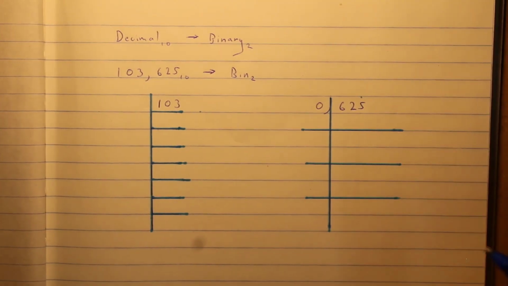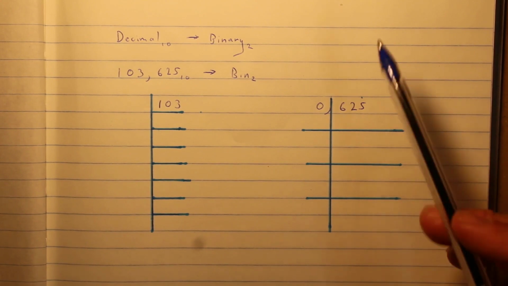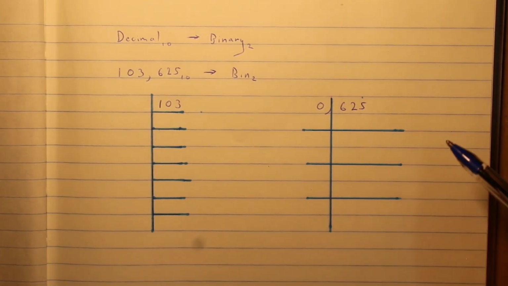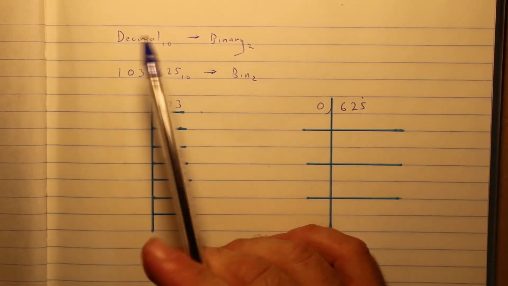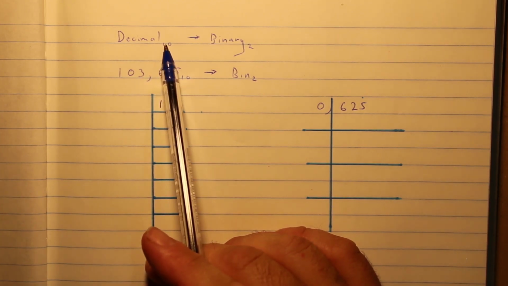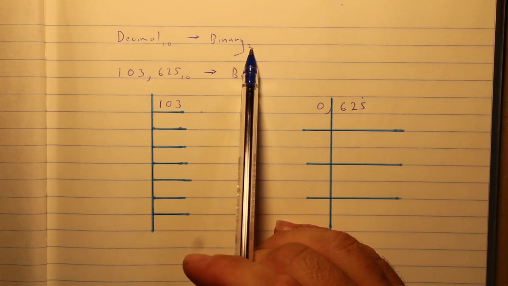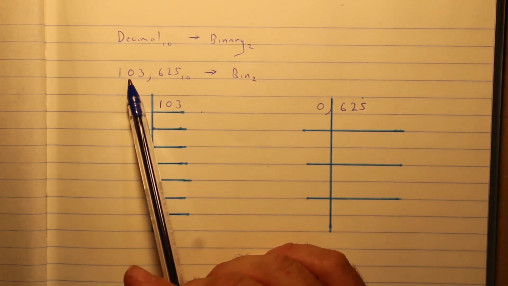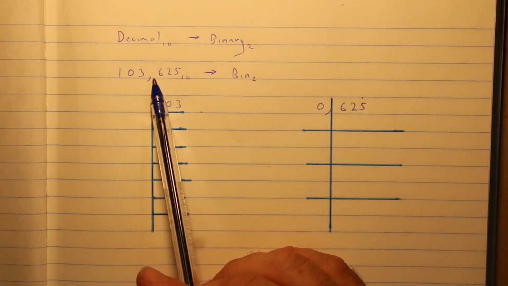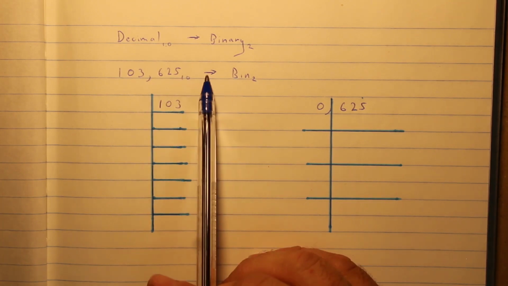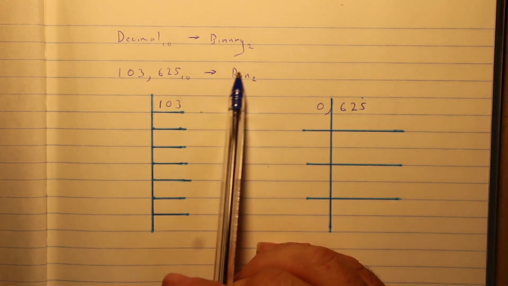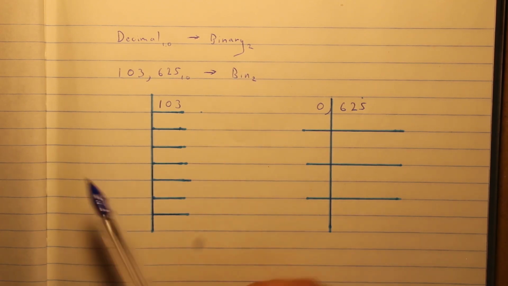All right, so now we're going to be looking at decimal to binary conversions. We're going to be converting a decimal number in base 10 to a binary number in base 2. For this example, I've chosen the number 103.625, and we're going to change that decimal number into a binary number.